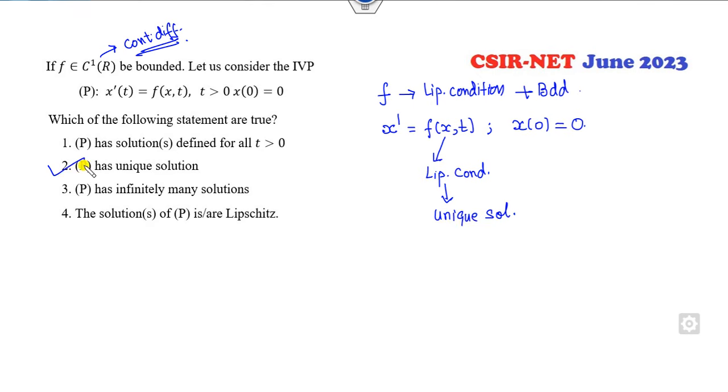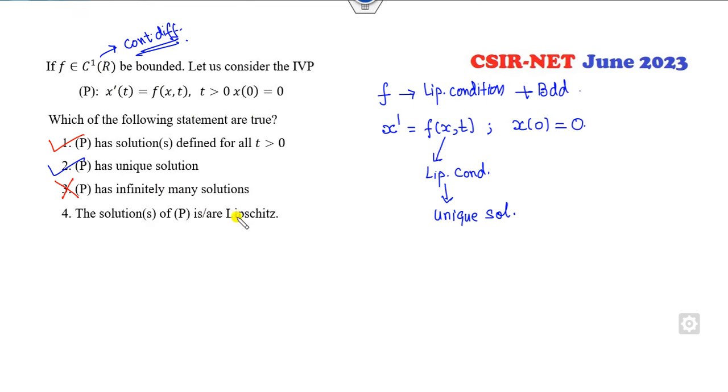Fine. So this P has a unique solution. Infinite solution will not be possible. Infinite solution only possible when Lipschitz condition not satisfied. P has a solution defined for all t. That's obvious true, because f is continuous and differentiable and satisfied Lipschitz condition.